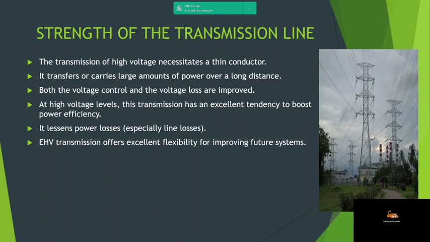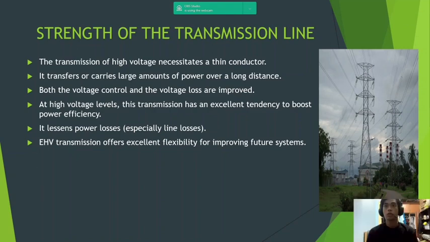So I will continue the other part for our article, which is power to the people. So I'm gonna talk about the strength and the weakness of the transmission line in Malaysia. We know that in Malaysia we have two type of transmission line, which is overhead transmission line and underground transmission line. So our article is more about overhead transmission line.